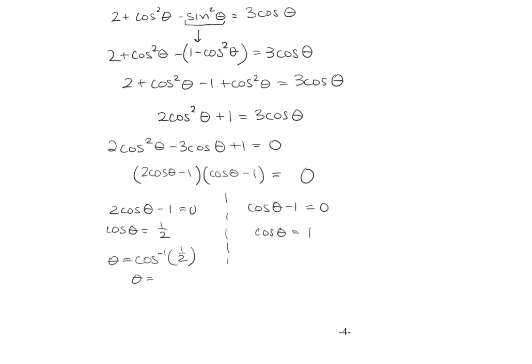We have x values of 1/2 at pi thirds and at 5 pi thirds. And then over here, theta is equal to the inverse cosine of 1. We have an x value of 1 at 0 radians.